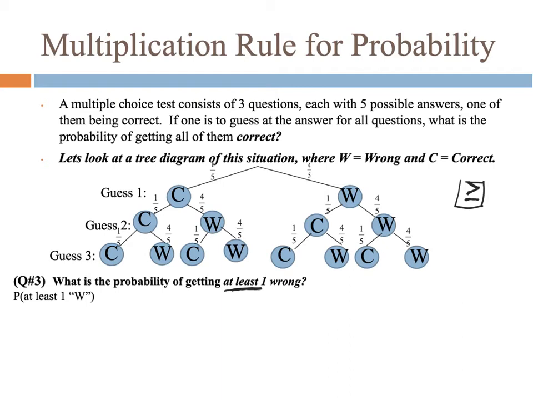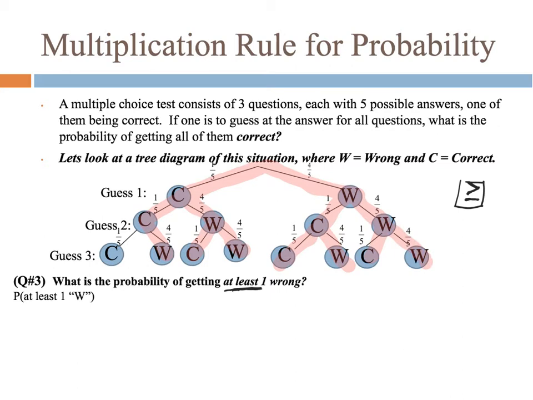If we look at the different paths that we have for those, we could say, okay, CCW, as we saw previously, would have at least 1 W. CWC, that's 1 W, and CWW has 2. That's at least 1. Also, WCC, WWC, WCW, and WWW, all of these have at least 1 W.